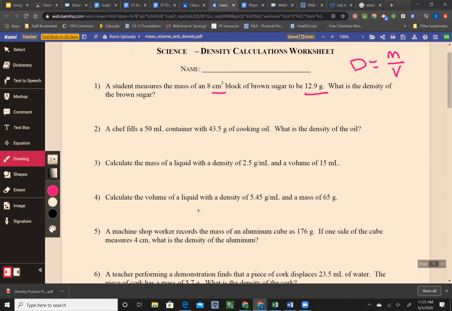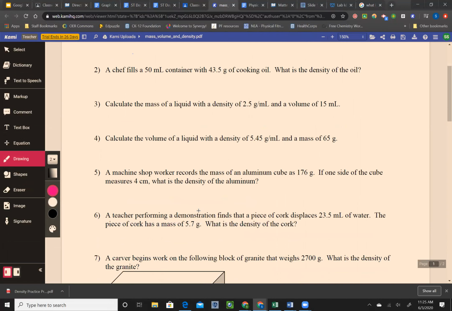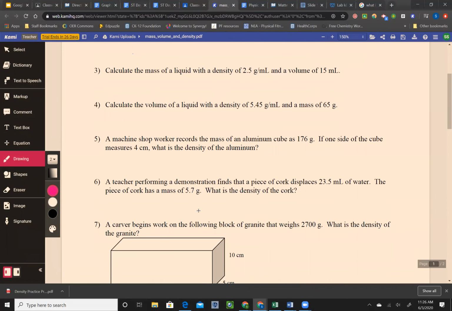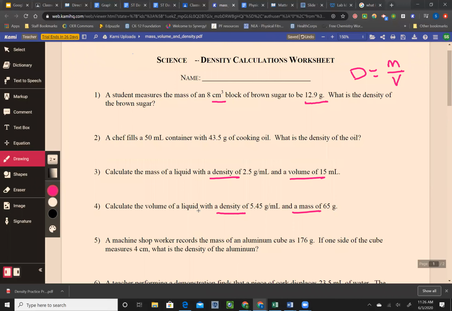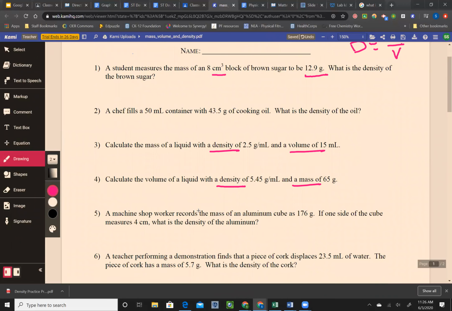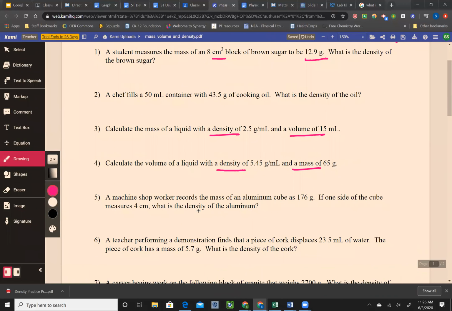Now 3 and 4 are a little different. Okay, now they're giving you the density, notice here, and the volume, or in the case of number 4, the mass. Well, how do you solve? It's the same formula. How do you solve for these? And so while I do want you to go through those 3 steps, what I'm going to tell you here is that, listen to my words and rewind if you need to, you can solve for mass by multiplying both sides of the density equation by volume.